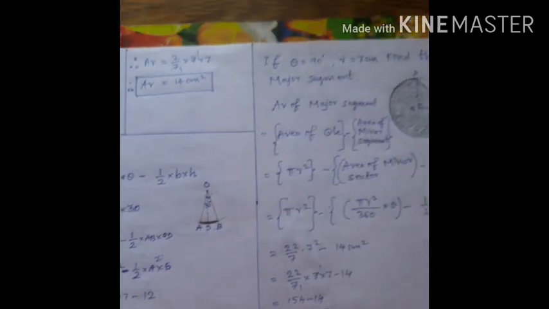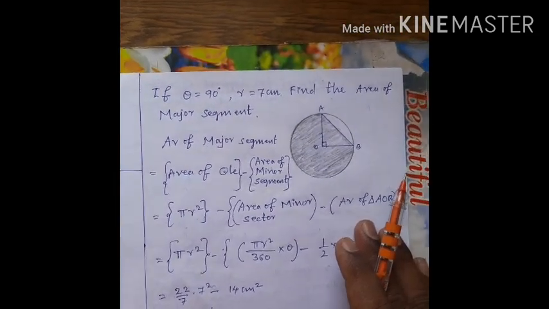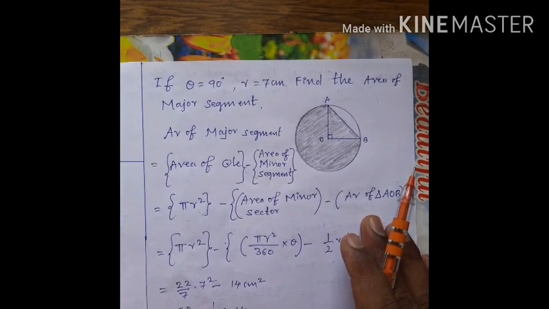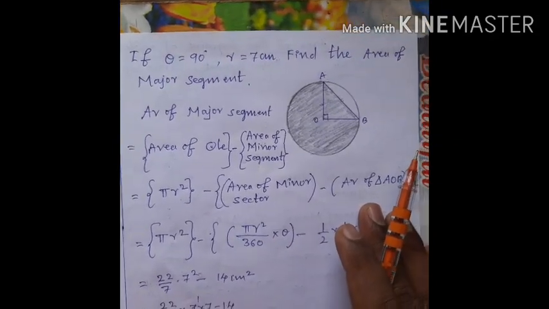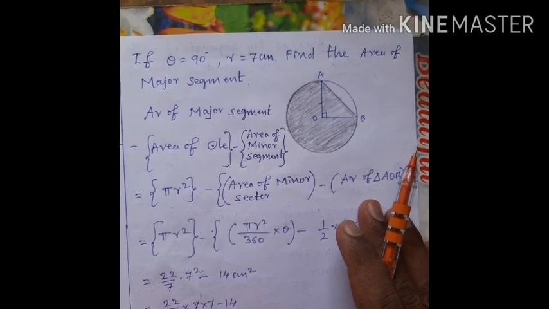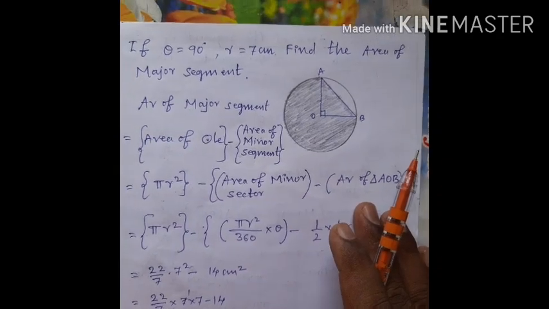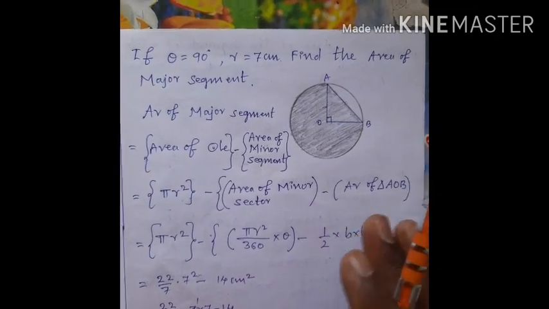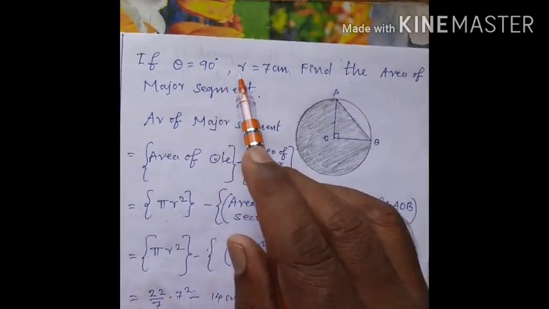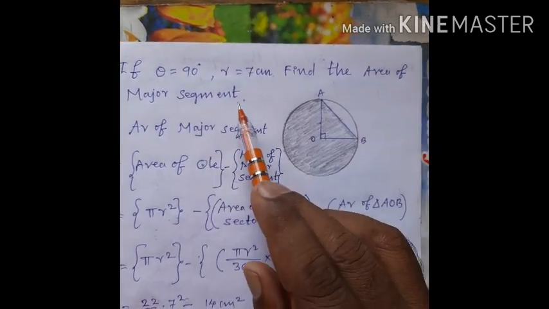Let us take a very interesting thing. If we are asked to find the area of the major segment, what will we do? So far we learned how to find the area of the minor segment, and now we are going to see the area of the major segment. If theta is 90 degrees and radius is 7 centimeters, find the area of the major segment.